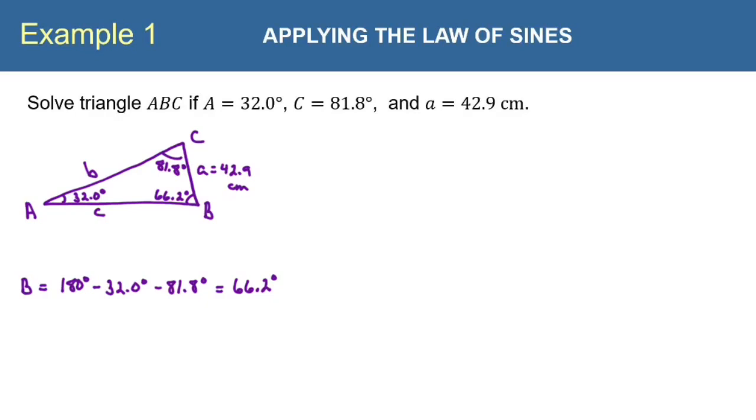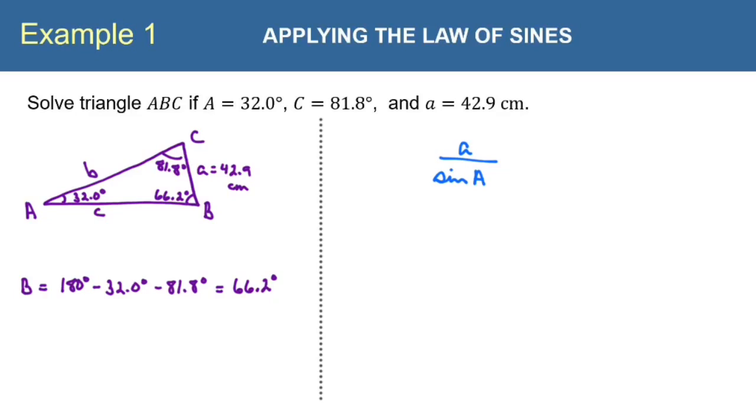Remember, we cannot use the Pythagorean theorem to find either of these sides because this is not a right triangle. But we do have the law of sines. Now, when you use the law of sines, you always have to have an angle and a side opposite where you know both values. And for us, that would be angle A and side A.